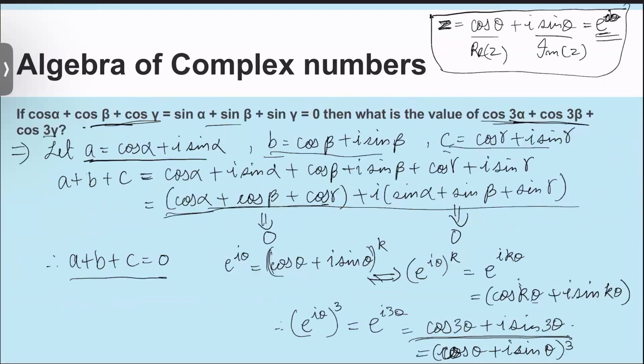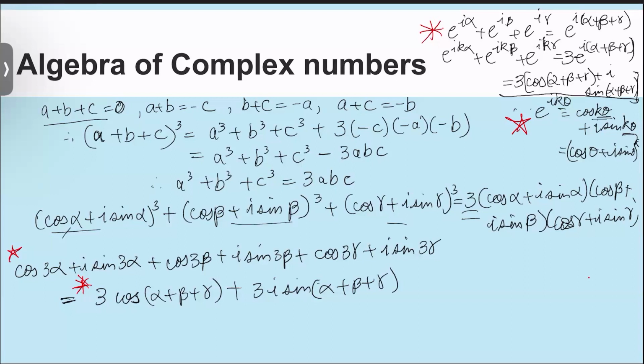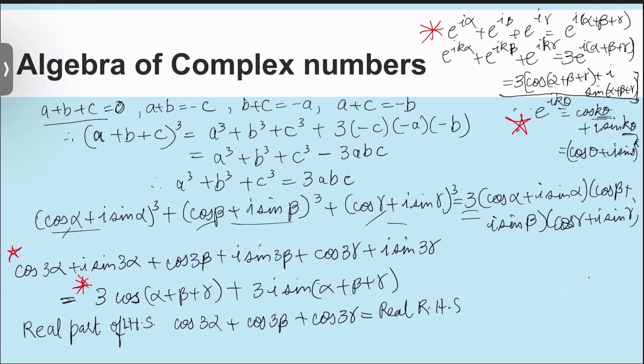Okay, so now in the question we've been asked what is the value of cos 3 alpha plus cos 3 beta plus cos 3 gamma. Over here you can see that cos 3 alpha, cos 3 beta, and cos 3 gamma are the real part, so they are asking us to compute the real part. So the real part of the LHS, cos 3 alpha plus cos 3 beta plus cos 3 gamma, will be equal to the real part of the RHS, that is 3 cos (alpha plus beta plus gamma).